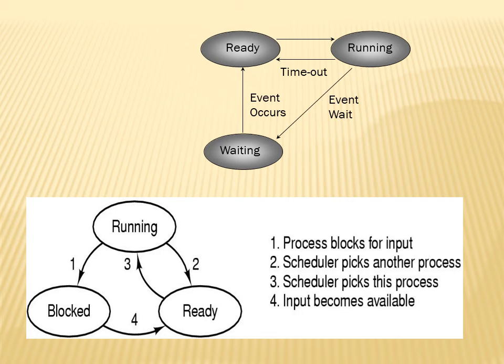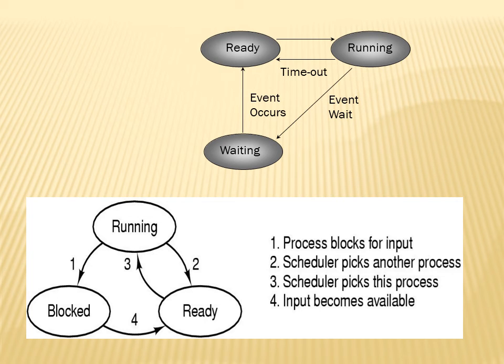Then if it finishes its waiting time, and the event occurs, it comes from waiting to the ready state. And when the CPU picks that particular process, it comes from ready to running state. So this is the life cycle, how the processes come from one state to another because of a particular reason. Okay. So in this diagram below, we have the running state, block and the ready state.